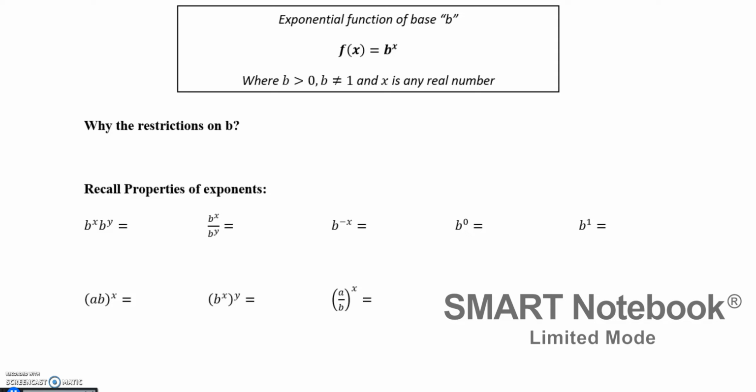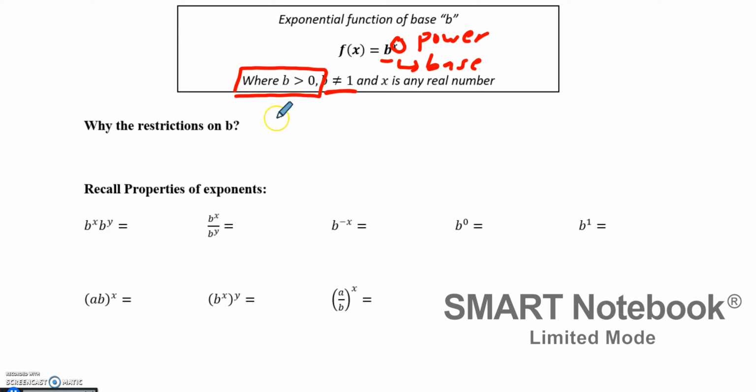The next thing we want to do is just define a couple things for an exponential graph. So an exponential function really looks like f(x) = b^x, where x is really the power and b is really the base. And there are some restrictions on the base, and here's why. The restrictions on the base are that b has to be bigger than 0 and cannot equal 1.